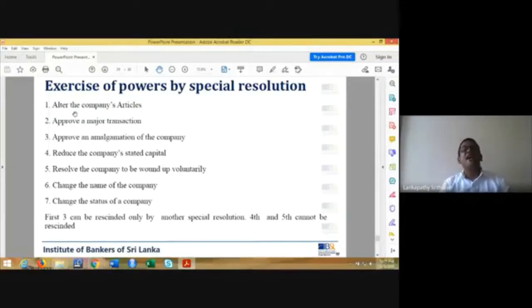The first three, altering the company's articles, approving the major transaction, and approving the amalgamation of the company, can be reversed only by another special resolution. So these three can be reversed by another special resolution. The fourth and fifth cannot be reversed: reducing the stated capital and resolving the company to be wound up. So this is the exercise of the power by special resolution.